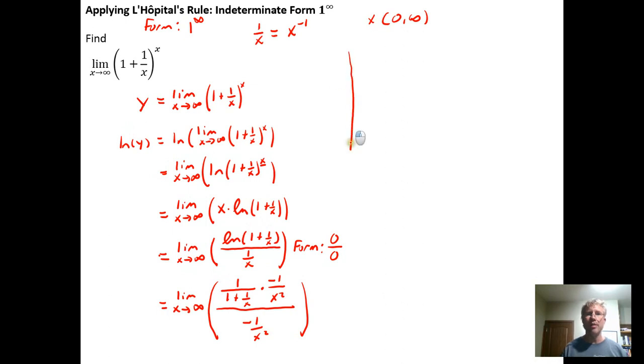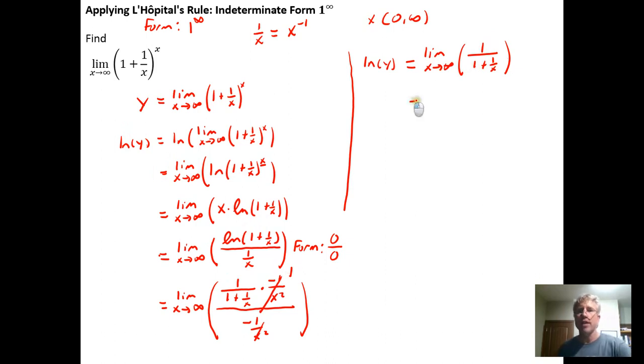So walking up here, what we're getting is that the natural log of y, which is where we're at now on the left, is equal to the limit as x goes to infinity of this divided by this, which is 1. And so we are left with 1 over 1 plus 1 over x. And now I can actually evaluate this, because as x goes to infinity, 1 over infinity goes to 0. I get 1 plus 0 is 1, and 1 divided by 1 is just 1. So I know that limit.